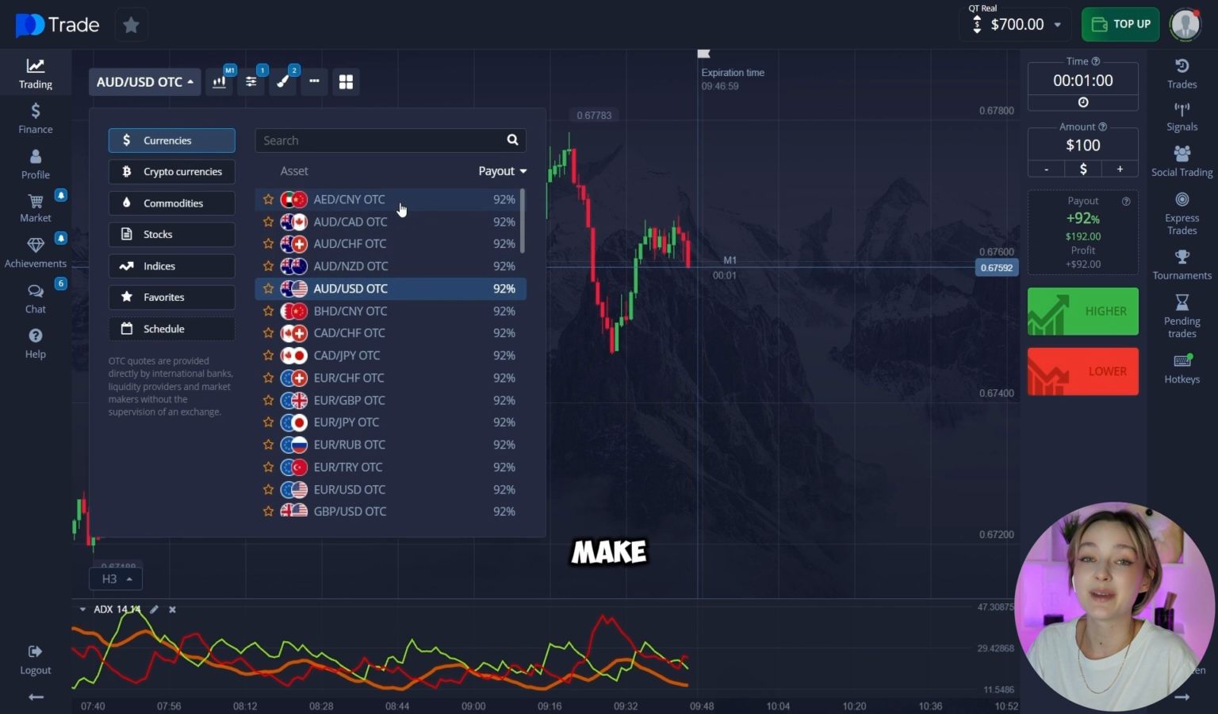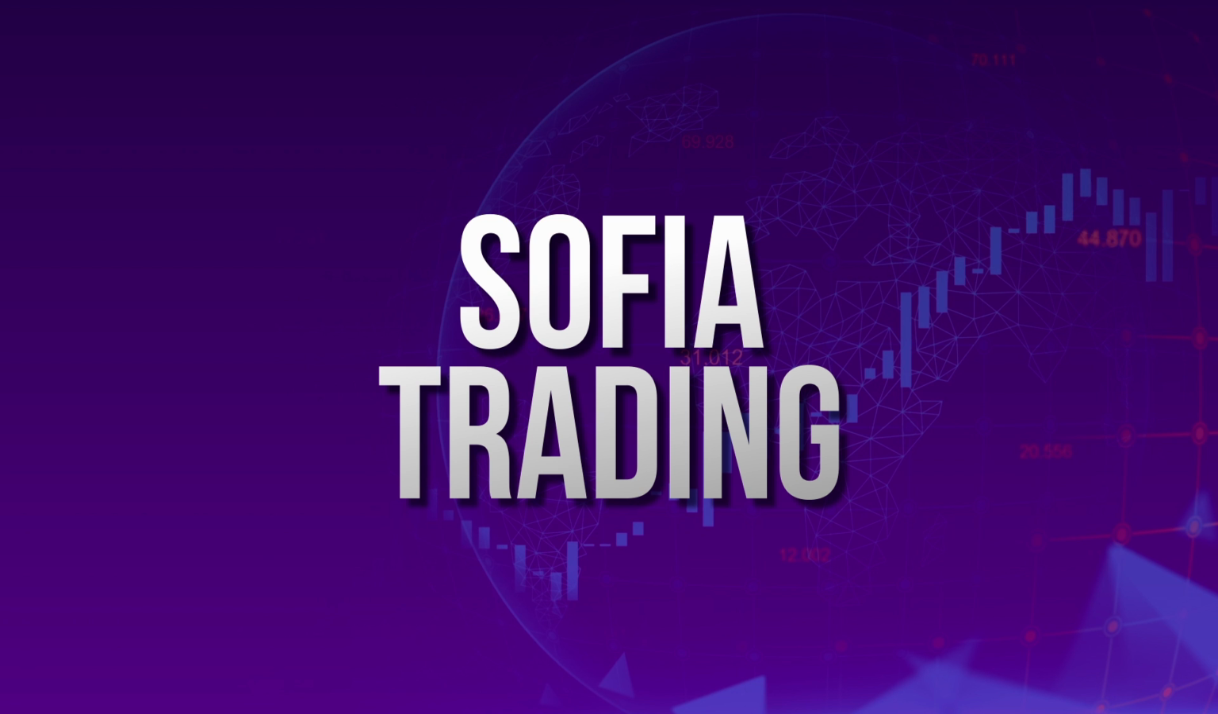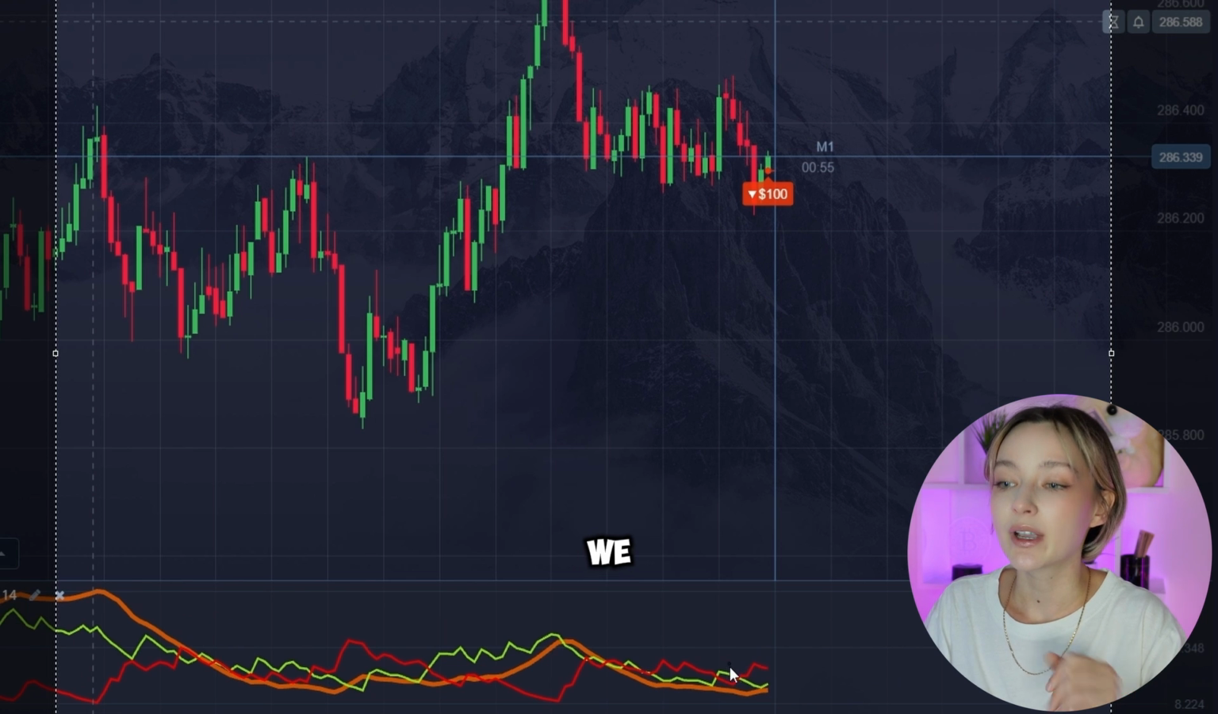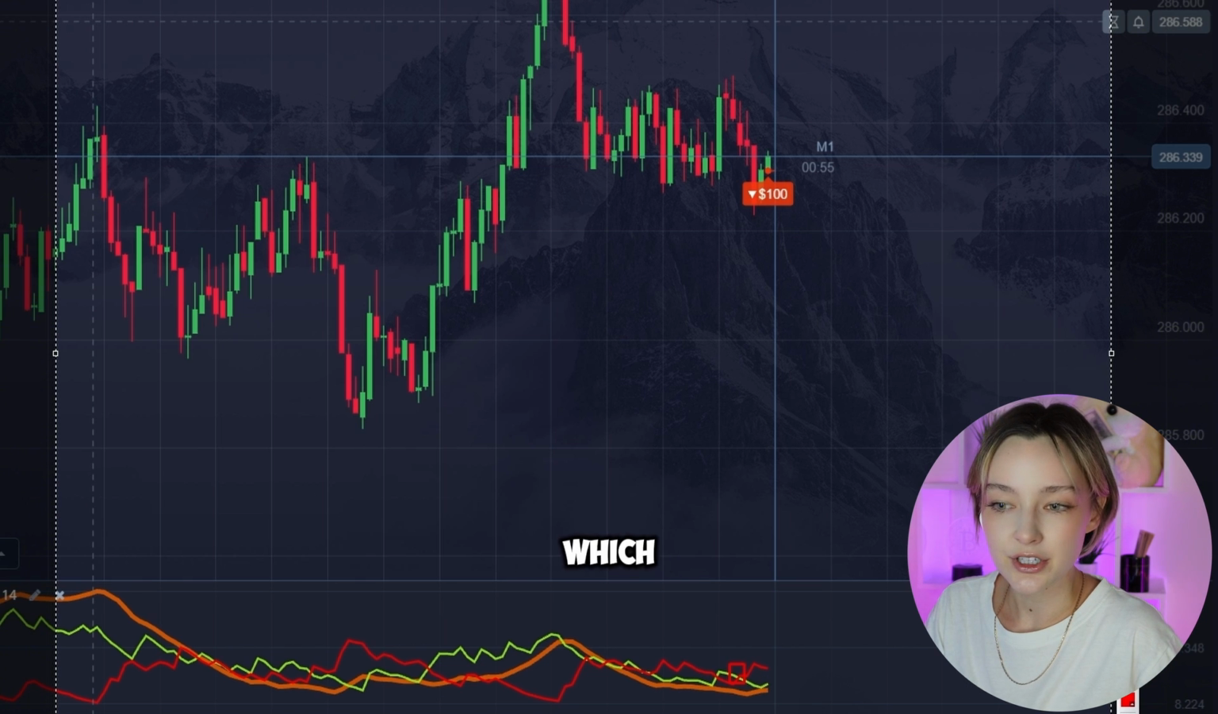Let's find a currency pair to make a deal with, finally. This is a great option. Let's quickly place a trade downwards, and I'm going to explain why. We can see the red line cross the other one upwards, which is a signal to sell.